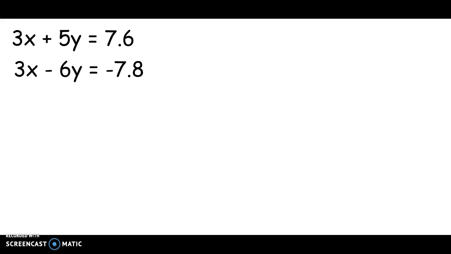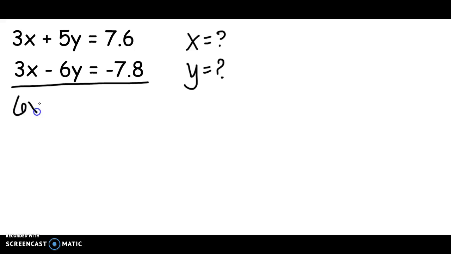Now, looking at this problem, I don't have x equals anything, and I don't have y equals anything. So substitution is not a good method. But if I look and I want to combine these, I get 3x plus 3x is 6x. 5y minus 6y is negative 1y. And I notice that nothing canceled out. So that's not going to work either.